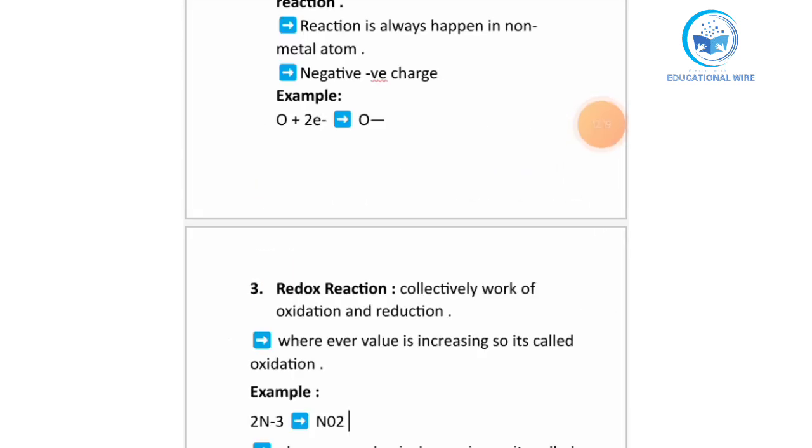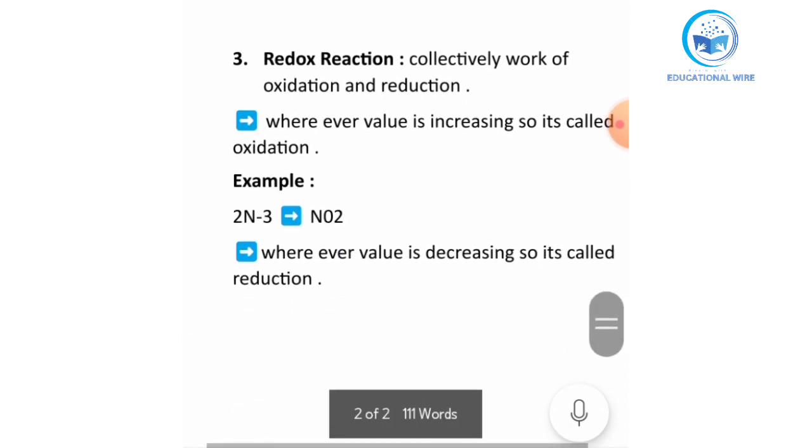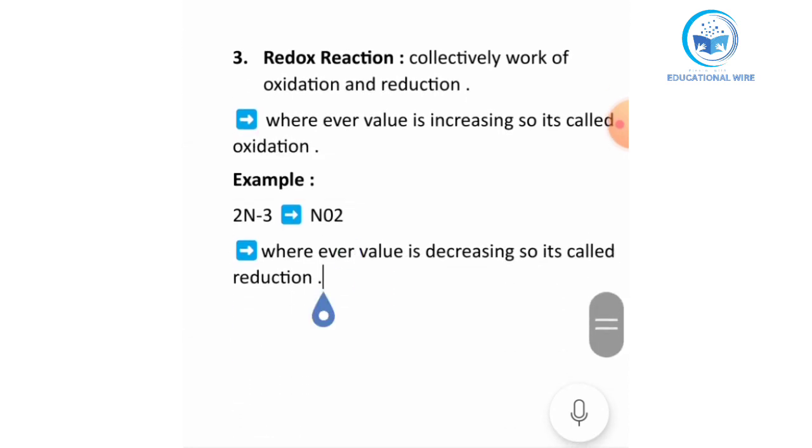Let me show how it is written. It's written like this, with 0 written in superscript and 2 written in subscript. Okay, so let's move further. This is called the oxidation reaction, because here it goes from minus 3 to 0, which means it's increasing. It's called the oxidation reaction.